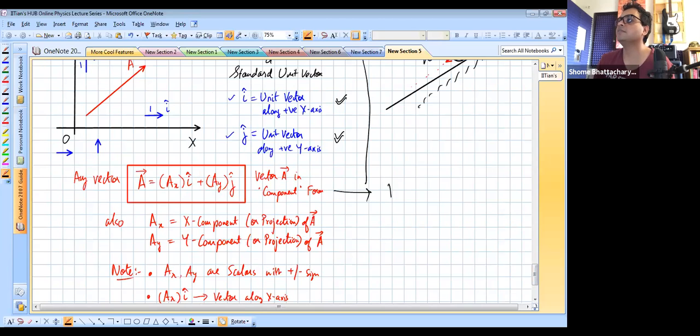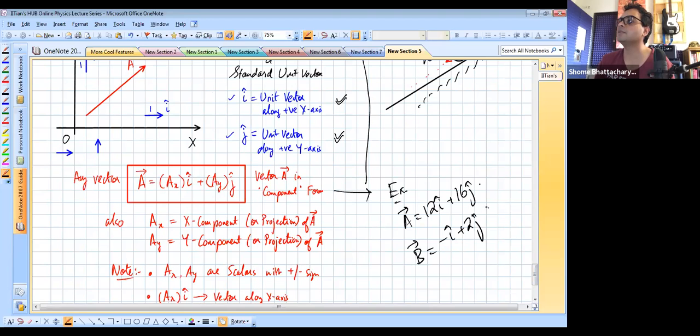So for example, any vector written like this, I have a vector E, which is, let us say, 12 I cap plus 16 j cap. This is in component form. Or I have a vector B, which is, let's say, minus I cap plus 2 j cap. This is again in component form.